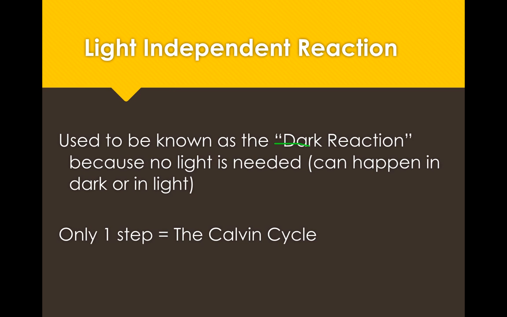Known as dark reactions. We don't call them those anymore because while no light is needed, it can happen in dark or in light. They used to be called dark reactions because they can happen in the dark, but it's a little deceiving because they can also happen in the presence of light. Light is not required. Really, there's only one step, and we refer to that as the Calvin cycle. So often, the light independent reaction is simply known as the Calvin cycle.